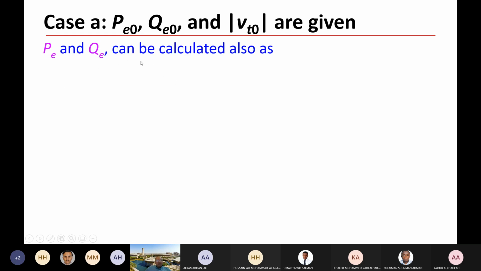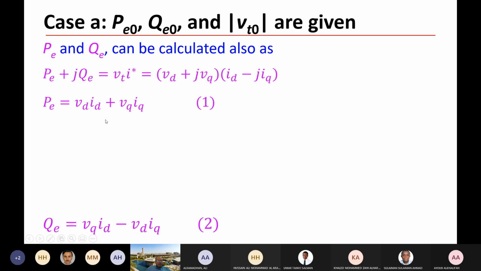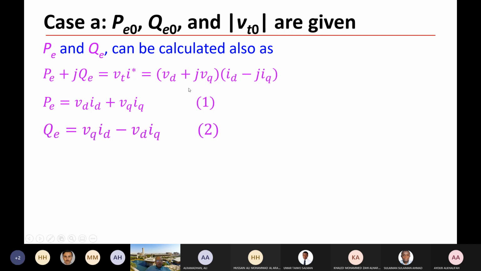From PE and QE, the terminal voltage also can be calculated as such. You have PE plus jQE equal to VT times I conjugate. So, as we mentioned earlier, PE equals VD ID plus VQ IQ, and QE equals VQ ID, imaginary part here, minus VD IQ. So PE is known, given. The QE also is known.